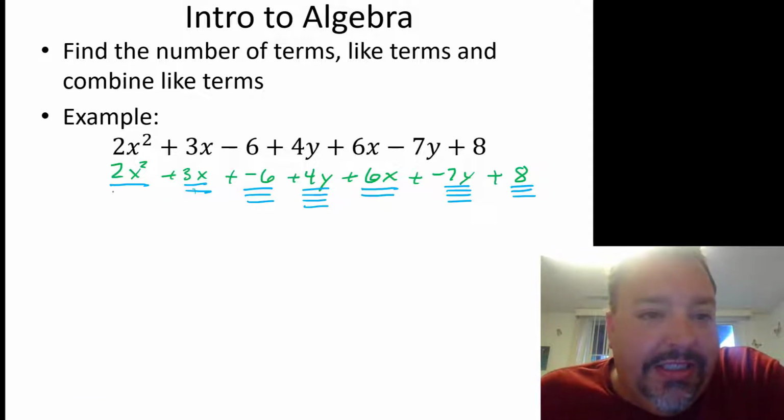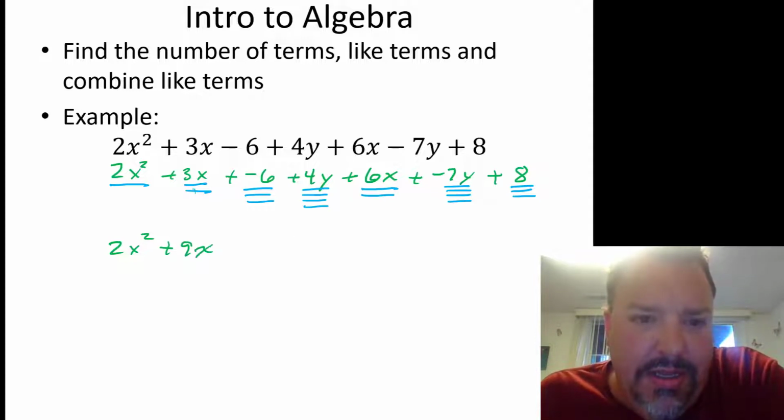And now when we put these together, I can put down the 2x squared first, and then 3x plus 6x, we add the coefficients together. So 3 plus 6 will give us 9x's. Notice that the variable part does not change when we combine like terms. So if it's x and x, we've got 3x's and 6x's. We put them together as 9x.